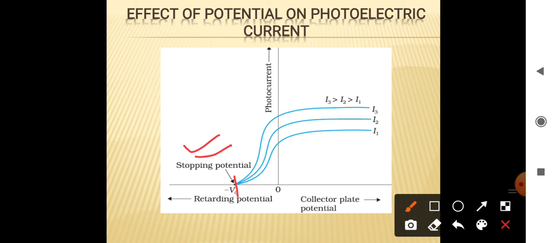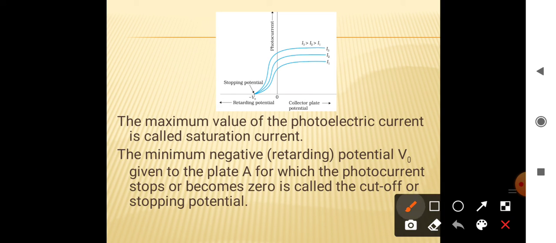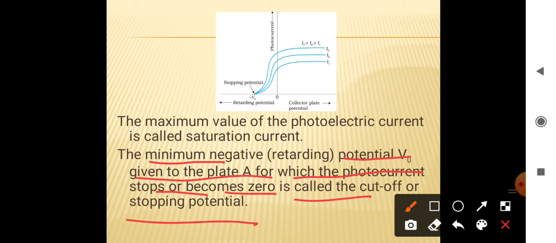Okay, so what is the stopping potential? The stopping potential can be defined as the minimum negative potential V naught given to plate A for which the photoelectric current stops and becomes zero. And the maximum current at different intensities is called the saturation current.